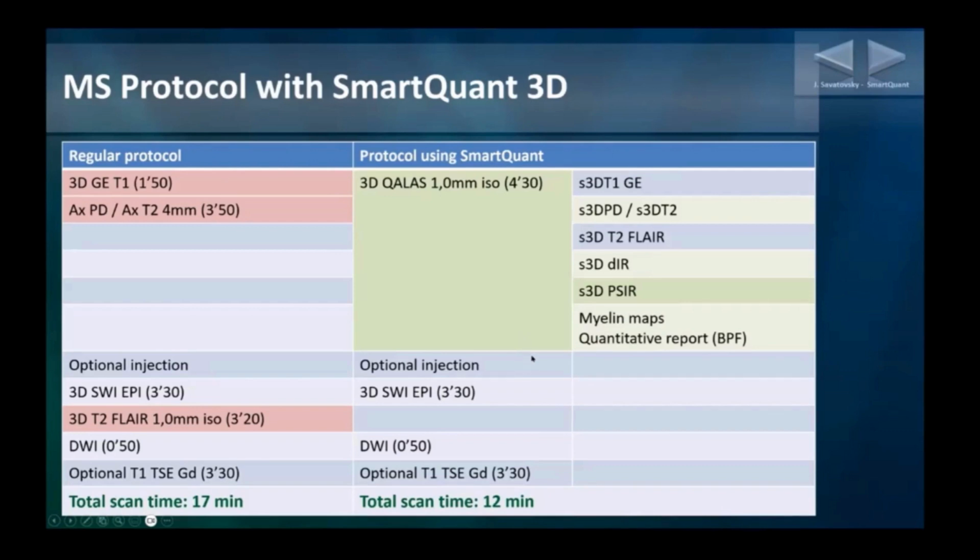So of course, what it will not do is replace non-conventional sequences. And in our MS protocol, we kept, for example, the 3D susceptibility EPI sequence that helps us assess the central vein sign, for example. And we also kept the diffusion weighted sequence that cannot be given by synthetic weightings from the CALAS sequence. But it's already a lot of improvement, because when you go from a 17 minutes time slot to a 12 minutes time slot, then in an hour you can scan 1 patient more.